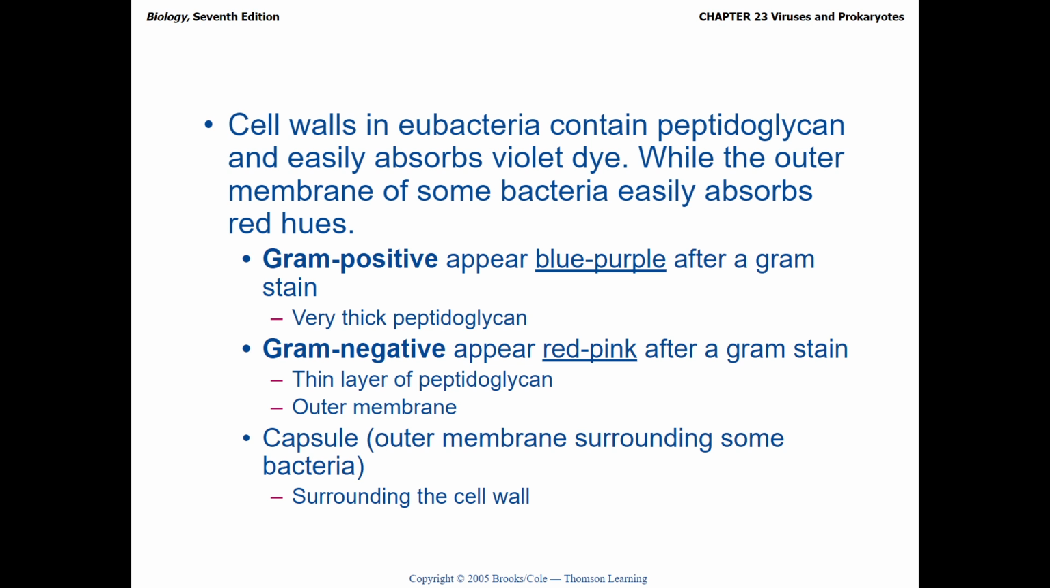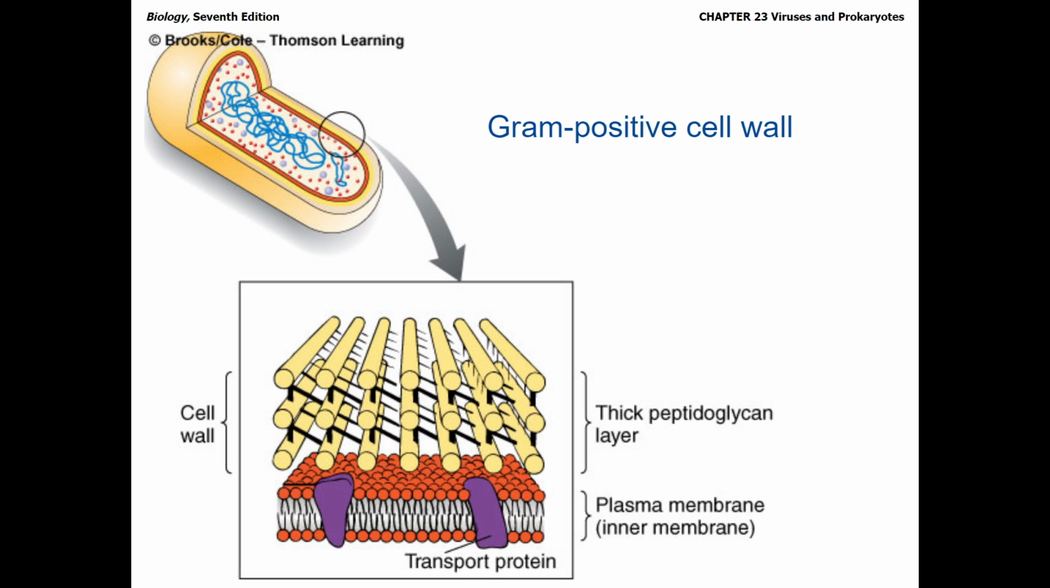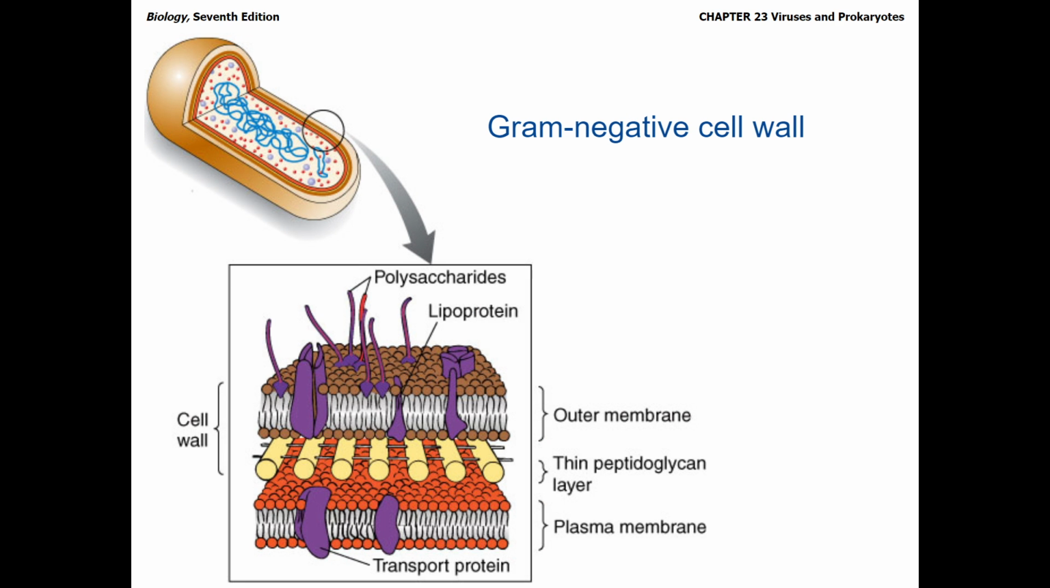The capsule that you might find on some bacteria does surround some cell walls, but doesn't prevent the staining of the bacteria. So here's a gram-positive cell wall. It has a thick peptidoglycan layer, and then we have the plasma membrane under the cell wall. Here's a gram-negative cell, and its cell wall has an outer membrane of lipoproteins and a thin peptidoglycan layer. It's actually protected by that outer membrane.